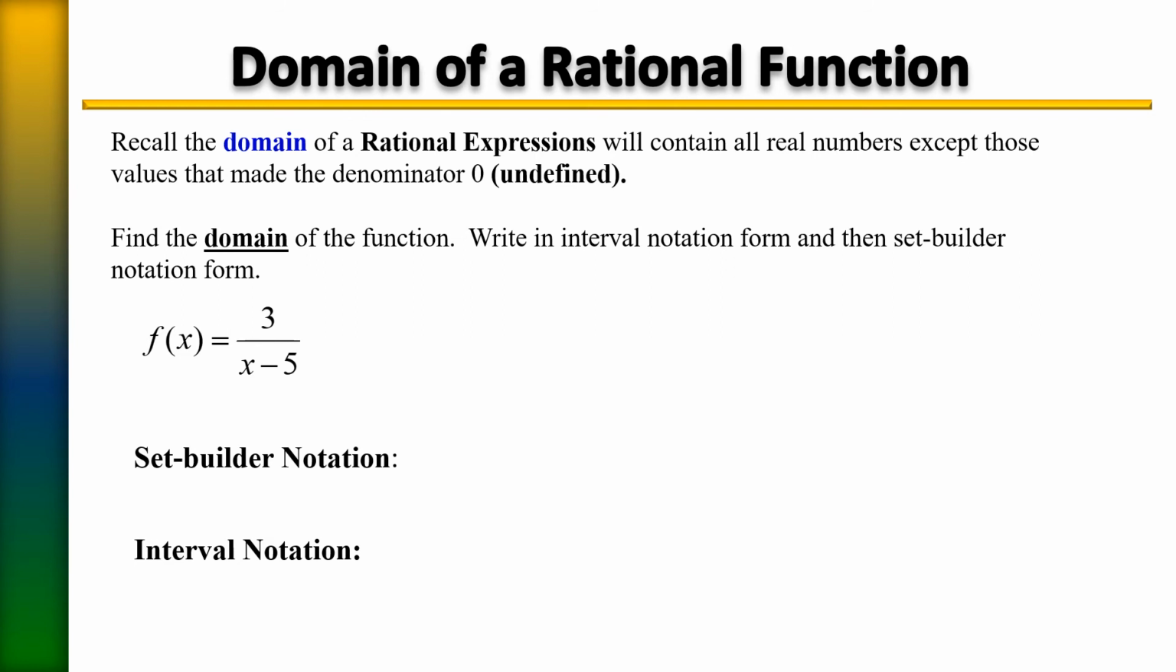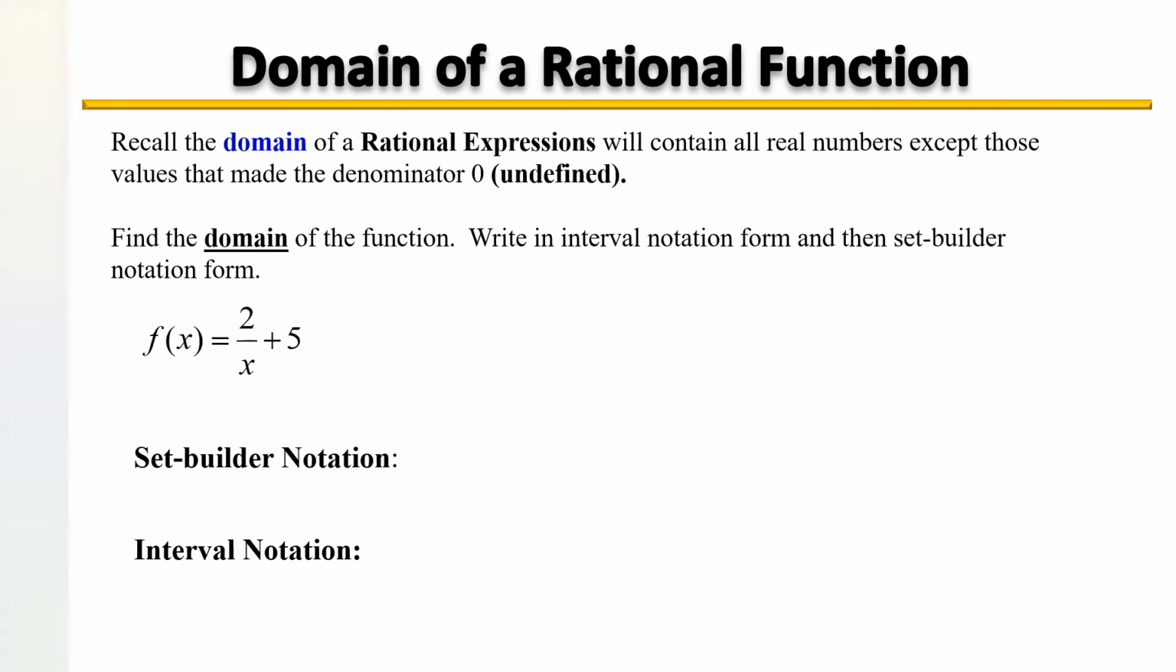So let's go ahead and take the bottom and set it equal to 0. To solve for x, we would have to add 5 to each side, and x equals 5. So to write that in set builder notation form, that the domain includes all real numbers except 5 will look like so. That's set builder notation form, and interval notation form, all real numbers except 5, will look like so. And there you have it, the domain of a rational function.